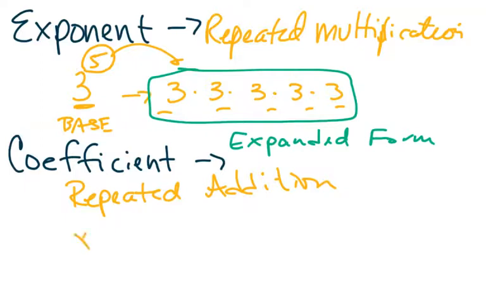So let's say you have x being added to itself 4 times. This doesn't become x to the 4th, it becomes 4x. So your coefficient changes when you add, your exponent changes when you multiply, okay? They should never both change at the same time if there's only one operation showing. So just something to keep in mind.